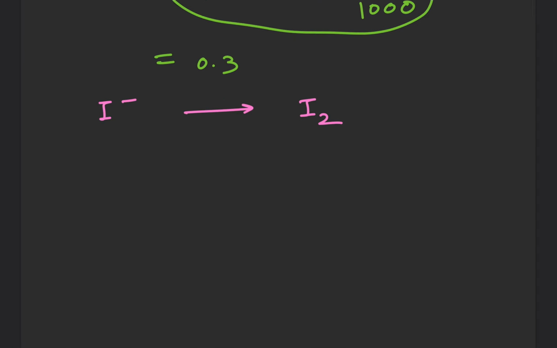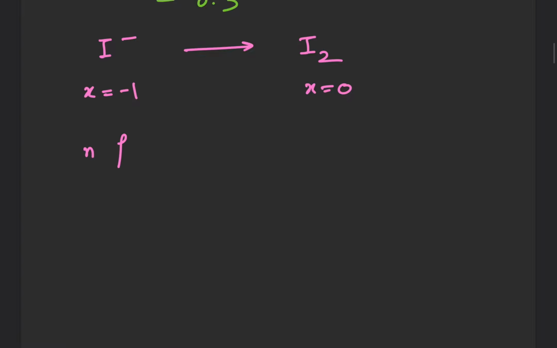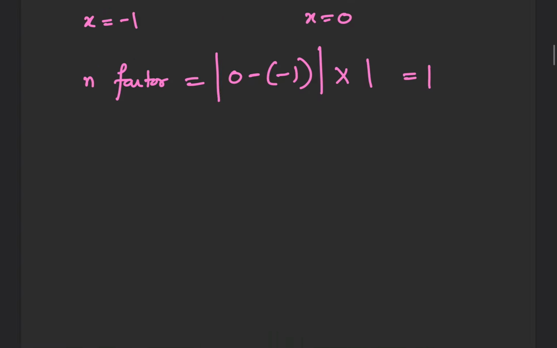Okay, in I minus, the oxidation state of I is minus 1, and in I2 it is equal to 0, because the oxidation state of atoms in elementary state is equal to 0. So therefore the n factor will be equal to the magnitude of final oxidation state minus initial oxidation state, 0 minus minus 1, into 1. Okay, 1 because one iodine atom is there in the reactants, so therefore n factor is going to be 1.